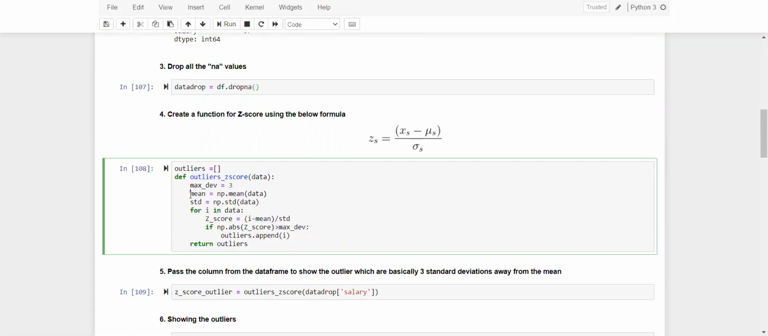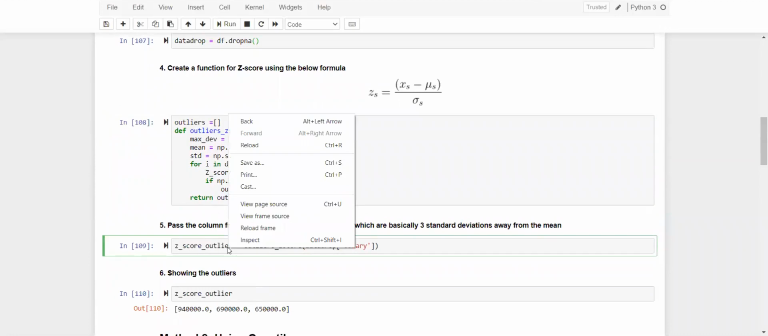Then np.mean I'm using to determine the mean of the data, and np.std I'm using to determine the standard deviation. And then I'm looping through the whole column using a for loop, and implementing the z-score formula for each value in that column. After that, I'm determining the absolute value of the z-score that I got and comparing whether it's greater than the maximum standard deviation. If it is greater than the maximum deviation, which is 3, then I'm appending it to the outliers list and then returning the list. So this is what the function does.